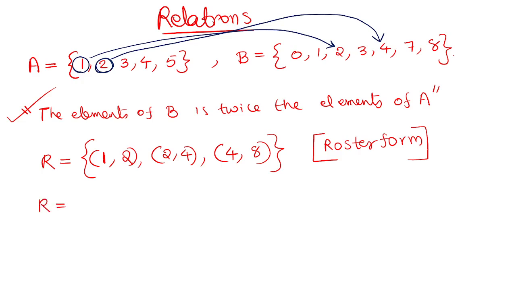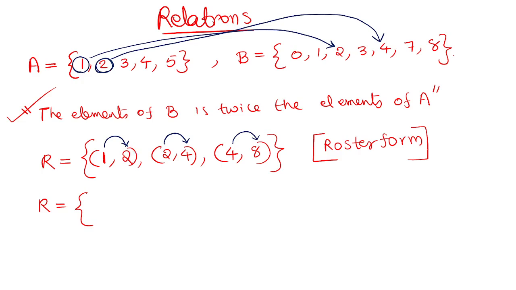Let me say how to write the set builder form. For writing the set builder form, you have to go through each ordered pair. Does it follow any rule? You can see that the double of 1 is 2, double of 2 is 4, double of 4 is 8. There is a pattern, meaning 2 times the first number. There is no exception. 2 times the first number is the second number.